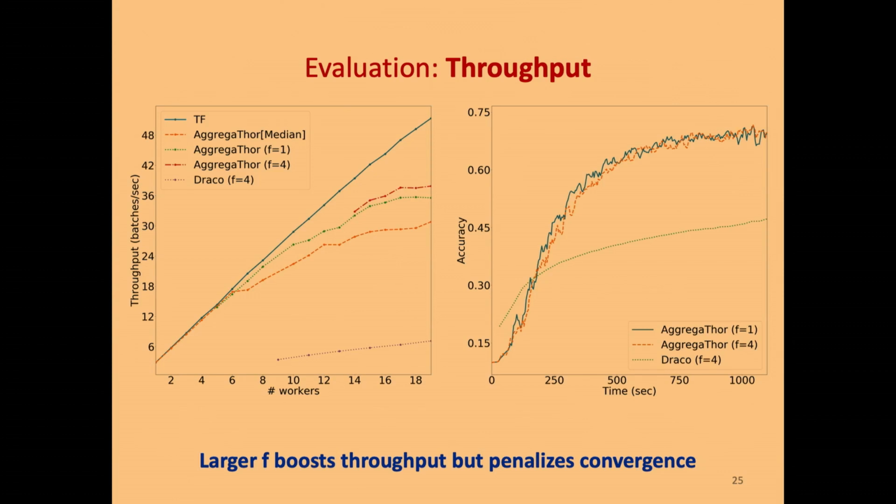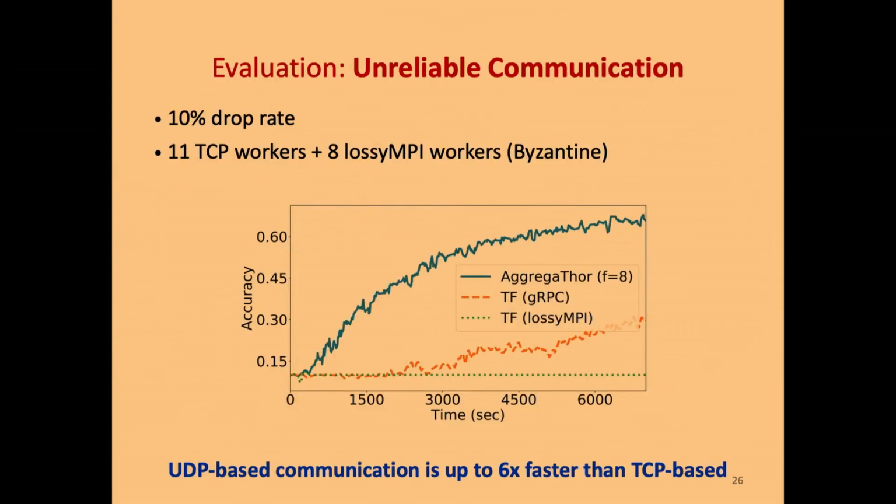And in fact, with f equals 1, we converge faster, which shows that the fewer gradients you push to the averaging box, the more noise you're going to have, so the slower you're going to converge.